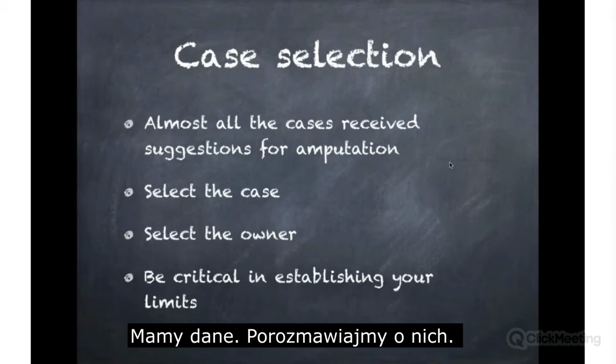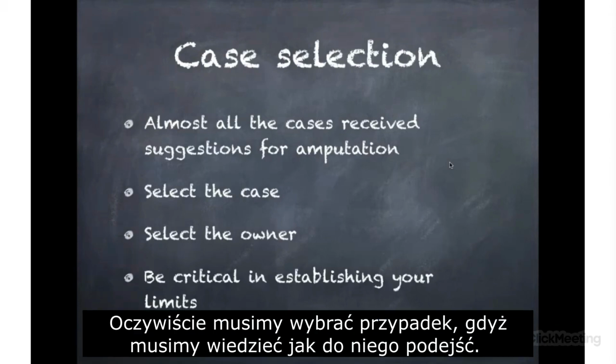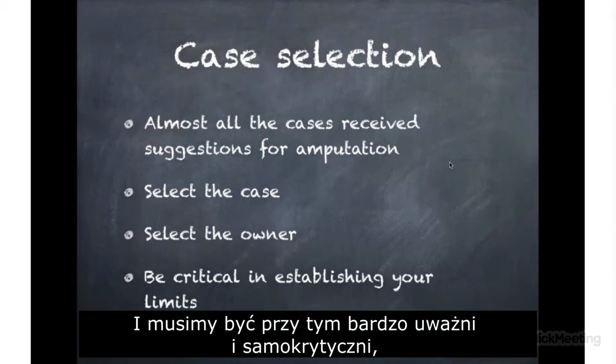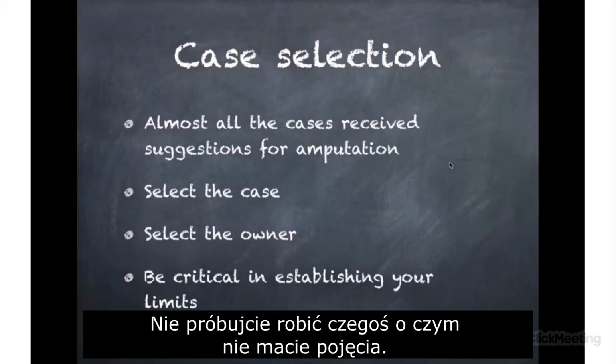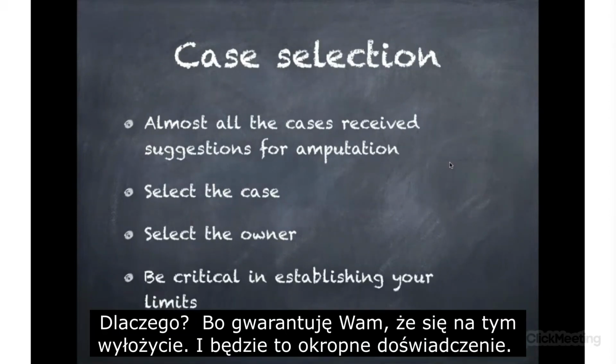We have data, we can talk about data. And of course, we have to select the case because we need to know how to manage it. And we have to be very attentive and very critical of ourselves, because we have to be exactly aware of our technical limits. Don't try to make something that you don't have a clue about. Why? Because I guarantee you that we will crash on it, okay?